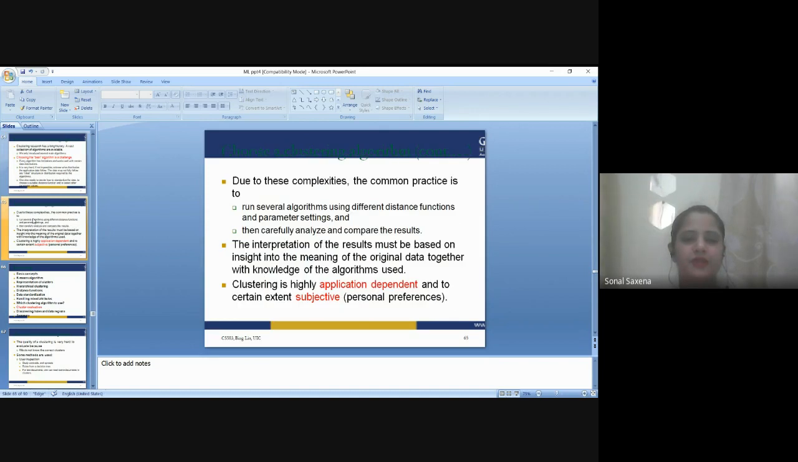Due to this complexity, the common practice is to run several algorithms using different distance functions and parameter settings, and then carefully analyze the compared results. The interpretation of the results must be based on insight into the meaning of the original data together with knowledge of the algorithms used. So clustering is highly application dependent, and to a certain extent it is subjective in nature, depending on personal preferences.